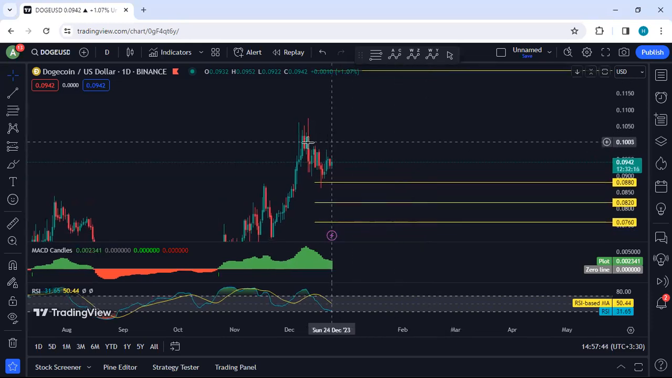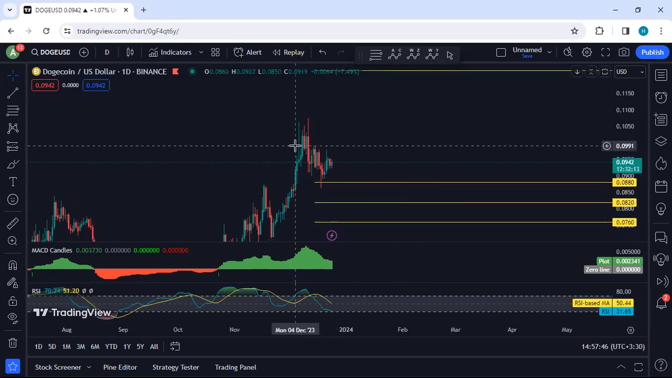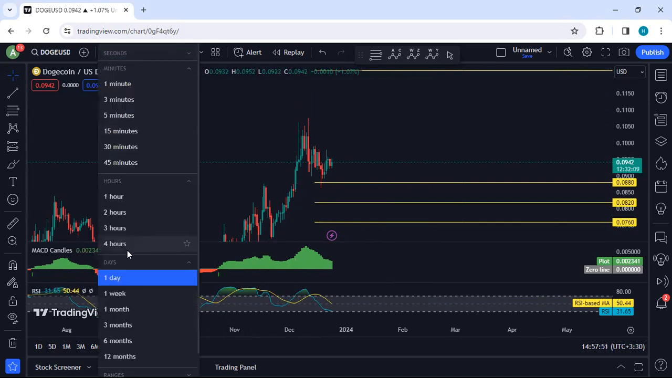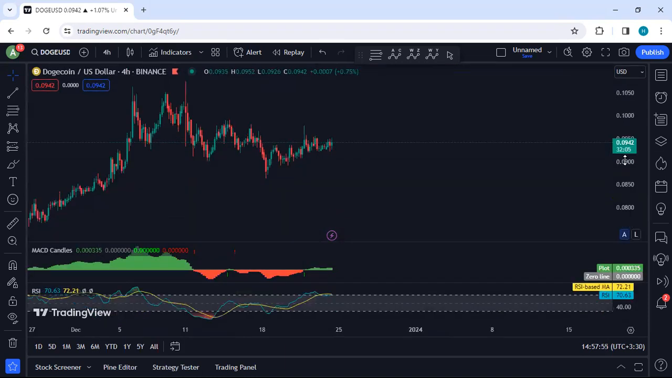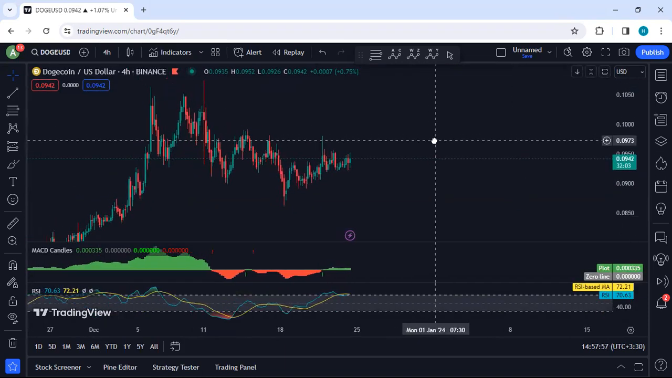Based on the daily chart, we can put our entry somewhere around 0.1, which is 10 cent. Anyway, other than that, we don't see any opportunity or any trade setup. And if we move to a lower time frame, it will give us a better entry for the trade setup.